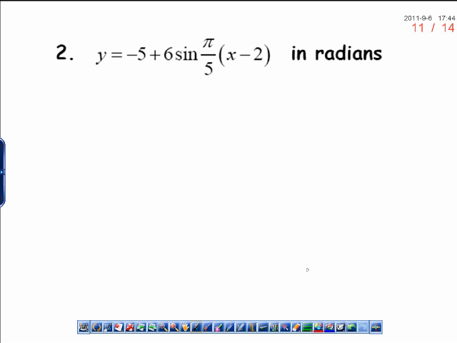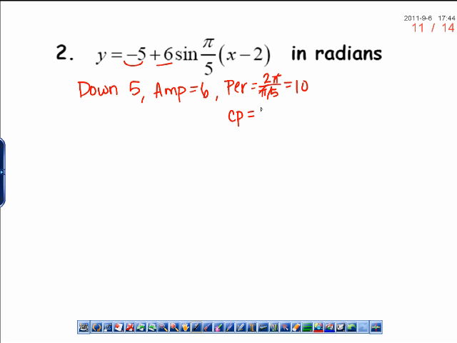Alright, so back to finding out all the information. -5, that's a down 5. 6, that's my amplitude. Okay, we're in radians now, so when I find the period, I need to do 2 pi over 5. Okay, here the pi's are going to cancel and this becomes 10. So if I divide 10 by 4, I get 2.5.